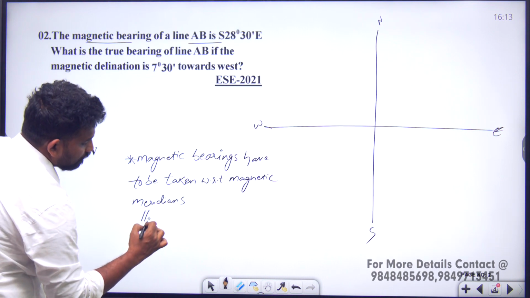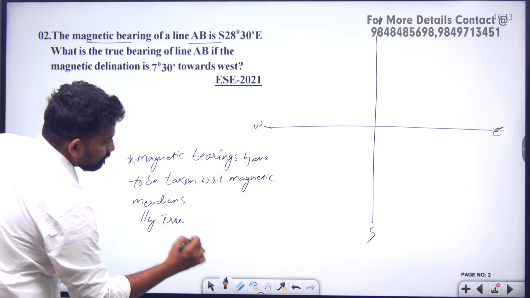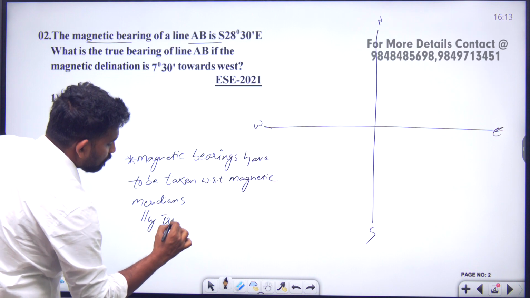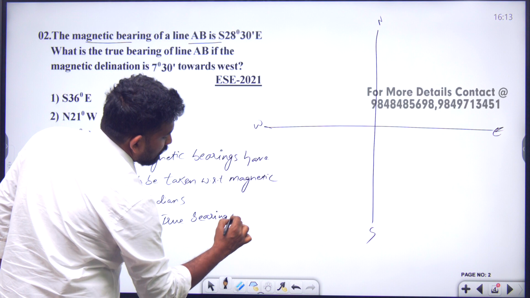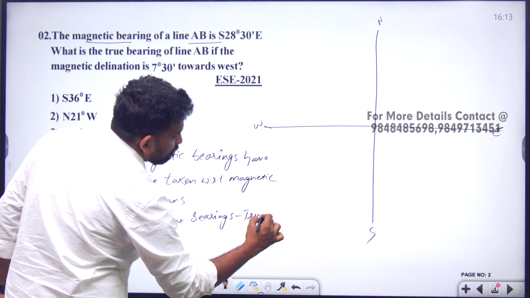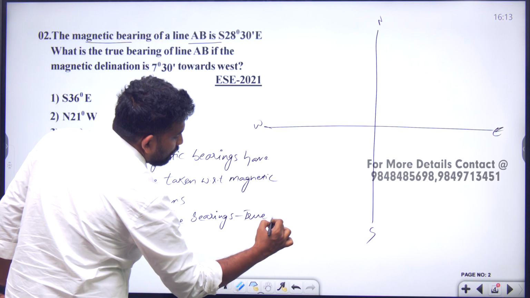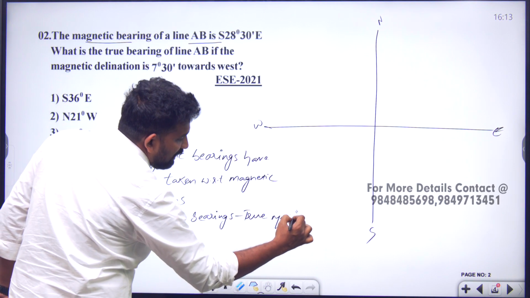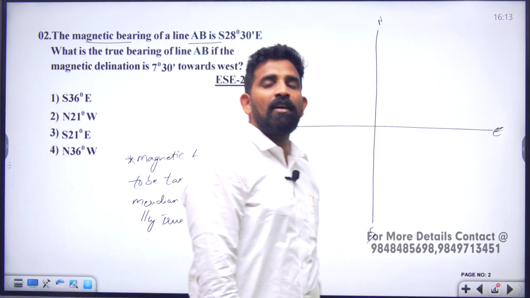Similarly, true bearings have to be taken with respect to true meridians. So this is a very important point that we have to keep in mind, so that we will be able to solve easily any kind of question.